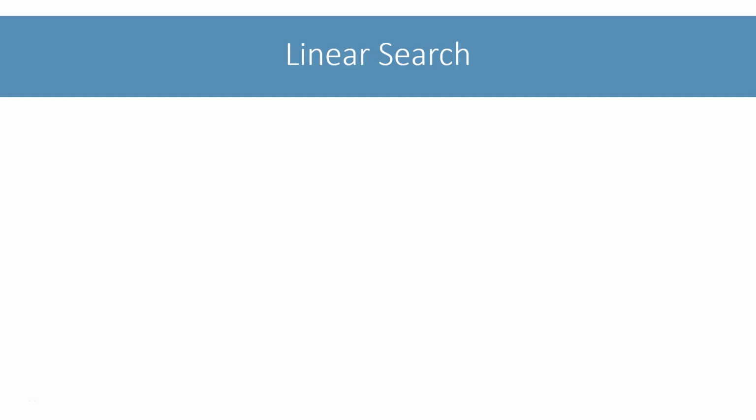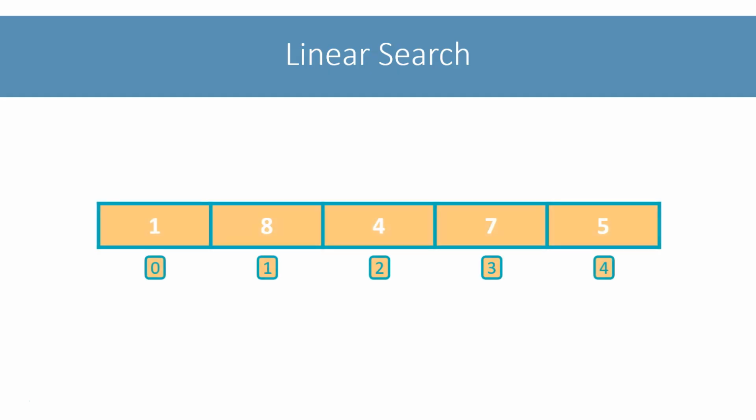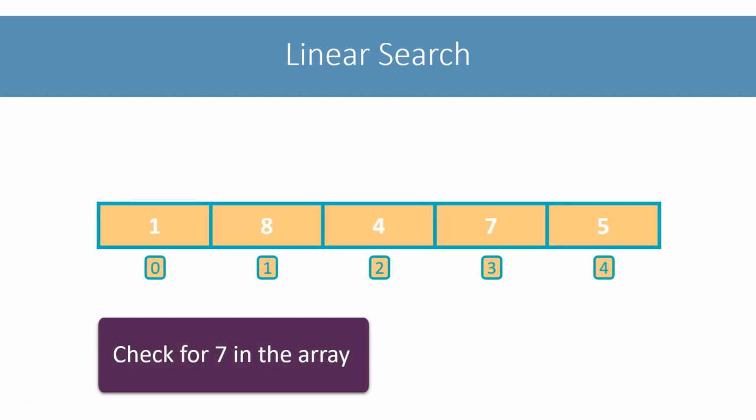Linear search is straightforward and simple. Let's say this is our array and we want to check if 7 is present in the array or not. In linear search, we start at the beginning of the array and check to see if the first element is the element we are looking for. If it is, we are done. If it isn't, as is the case here, we move to the next element in the list.